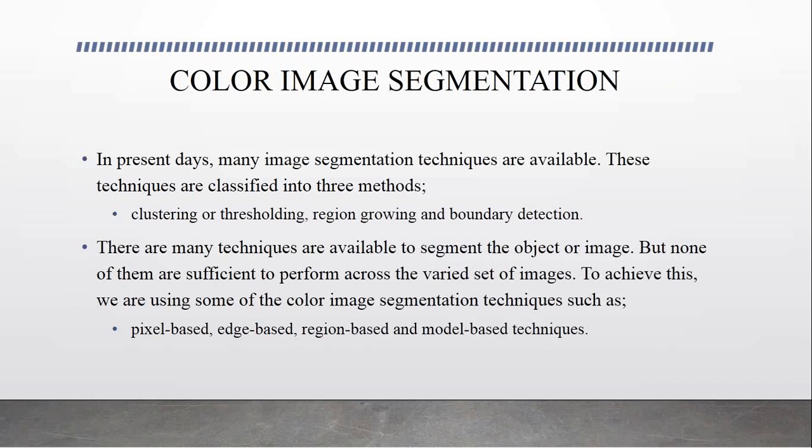Color image segmentation. Nowadays, many image segmentation techniques are available. These techniques are classified into three methods: clustering or thresholding, region growing, and boundary detection. There are many techniques available to segment an object or image, but none of them is sufficient to perform across the varied set of images. To achieve this, we are using some color image segmentation techniques such as pixel based, edge based, region based, and model based techniques.